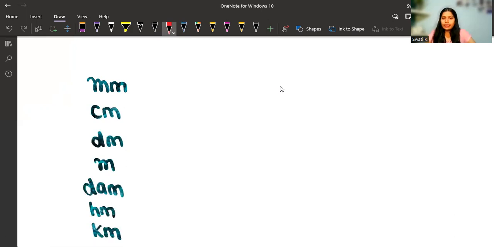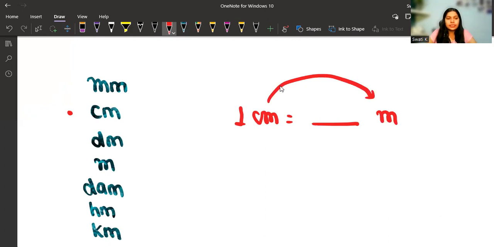So now if I ask you, 1 centimeter equals how many meter? Let's understand. So where are we? We are at centimeter. Where do we have to go? We have to go to meter. So let's do 1, 2. Again, you have taken 2 steps. So let's write down 2 zeros and then 1. Right? So it's 100.